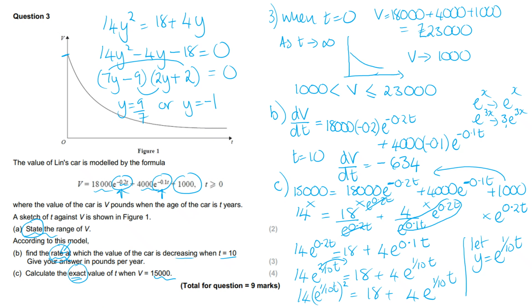Now what was my y? My y was e to the 1/10 t. Now e to the 1/10 t can't be negative, so that rules that one out. So I've got e to the 1/10 t is equal to 9/7, and all I need to do is take ln's to both sides. So 1/10 of t is equal to the ln of 9/7, so t is equal to 10 ln of 9/7, and that is your exact value of t. You don't need to put it as a decimal.